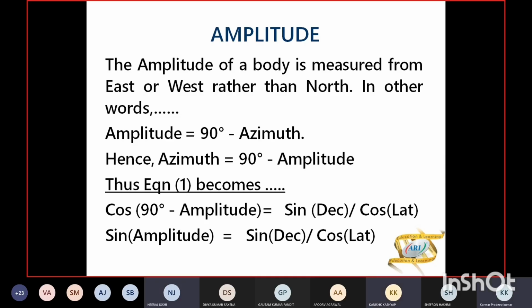Therefore azimuth is equal to 90 minus amplitude. अब cos Z की जगह में 90 minus amplitude डाल दो। cos 90 minus theta is what? sin theta. तो 90 minus amplitude सीधा sin amplitude बन गया। So sin amplitude is equal to sin dec upon cos lat. तो आप देख लो कि ये a very simple formula to find the amplitude.